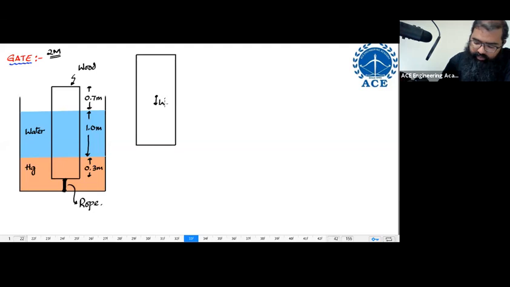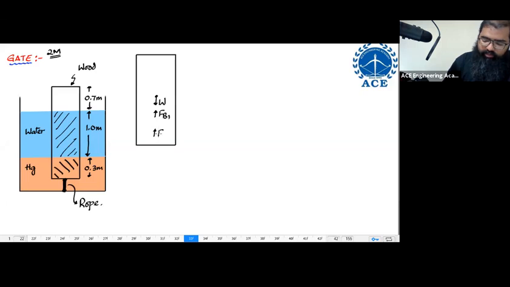Let us say weight of wood. Next, please understand over here, the wooden block is displacing water. It is also displacing mercury. Since it is displacing water, it is going to get some FB upward. Let us say it is getting some FB1. Since it is displacing mercury, it is going to get FB2. FB1 is because it is displacing water. FB2 is because it is displacing mercury over here.